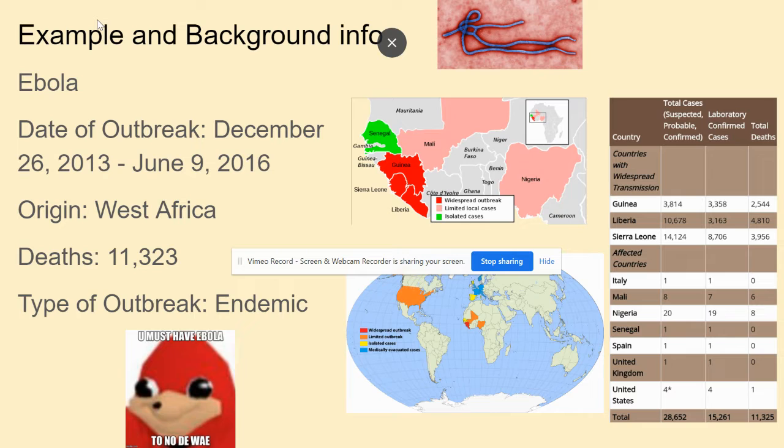Example and background info: Ebola. It occurred from December 26th, 2013, until June 9th, 2016. It originated in West Africa, and over 11,000 people died. And this was an example of an endemic.